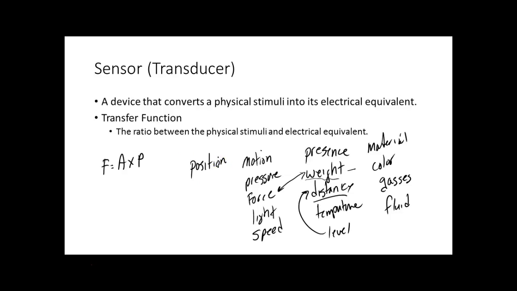And also another one that nobody brought up: position. We're going to have to sense position. We're constantly trying to know when things are at certain places, right? So these are just a few, but the transfer function is going to take that position, that motion, and convert it into an electrical equivalent. It's going to be a math formula.